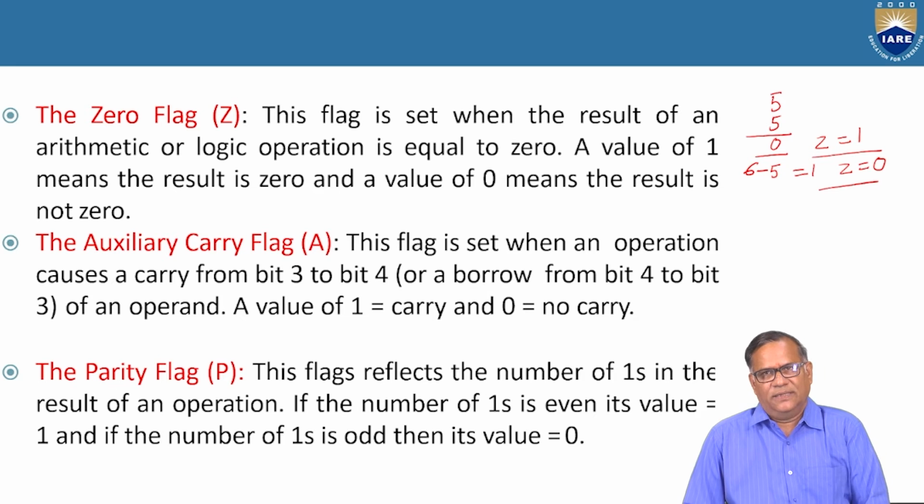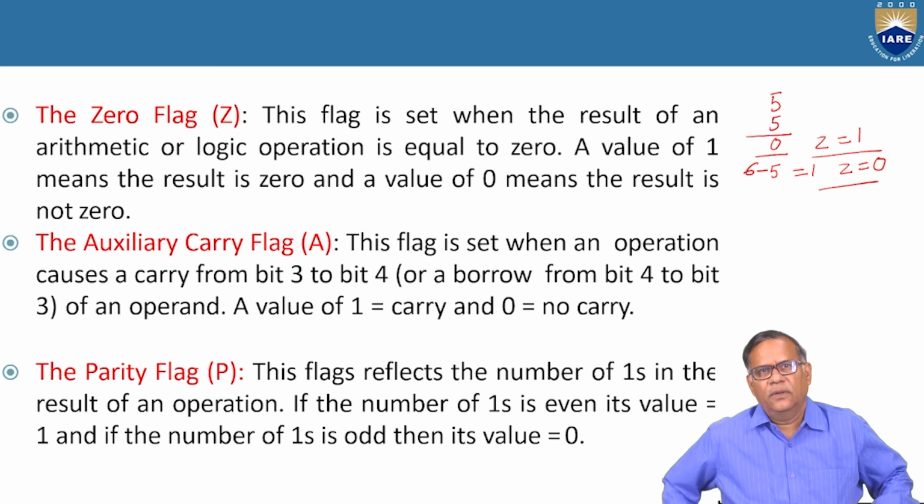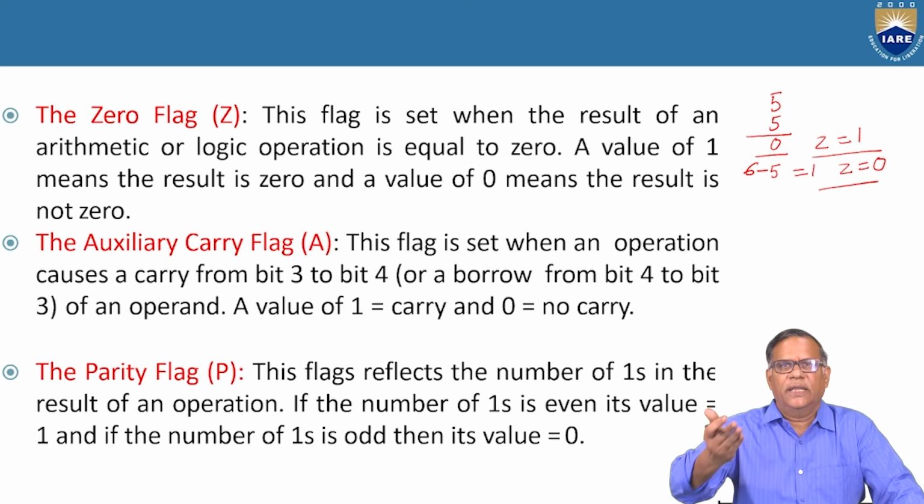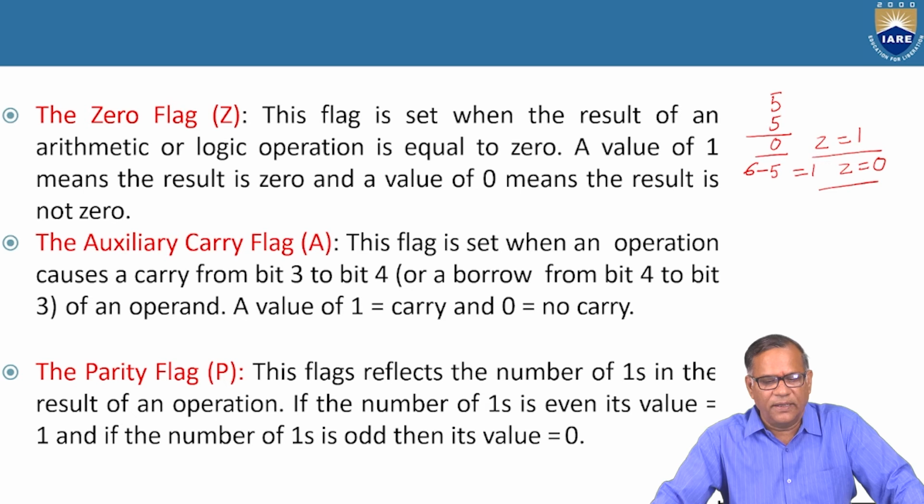Now let us discuss the auxiliary carry flag. This flag is set when the operation causes a carry from bit 3 to bit 4. That means if there is a carry from the lower nibble to the higher nibble, then this auxiliary carry flag is set. So a value of 1 means that the auxiliary carry flag is 1, and if there is no carry from the lower nibble to the higher nibble, then this flag is 0.